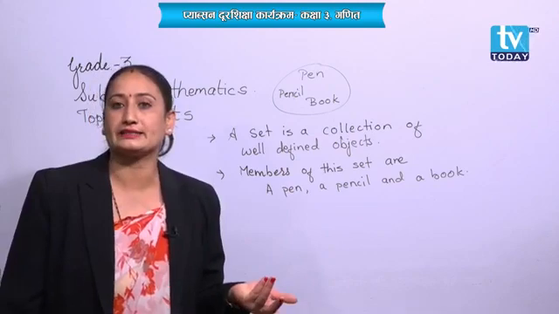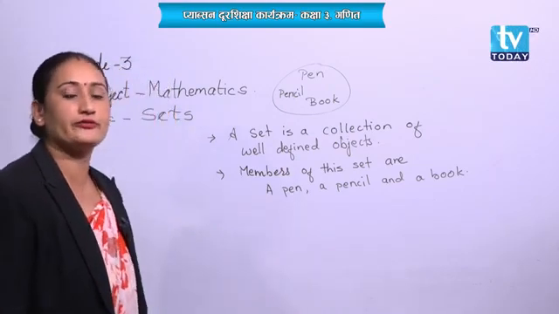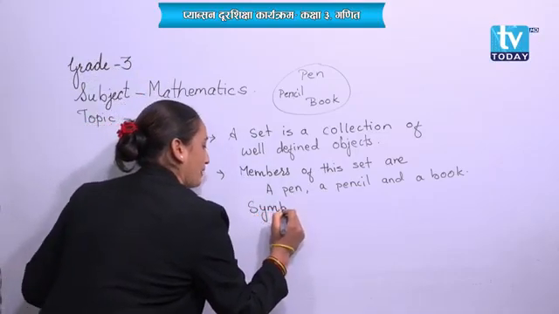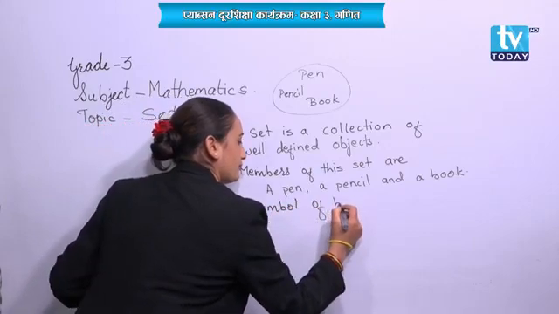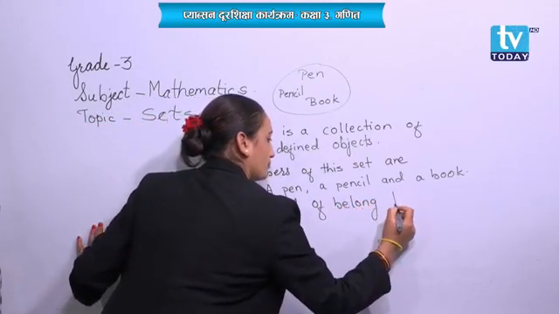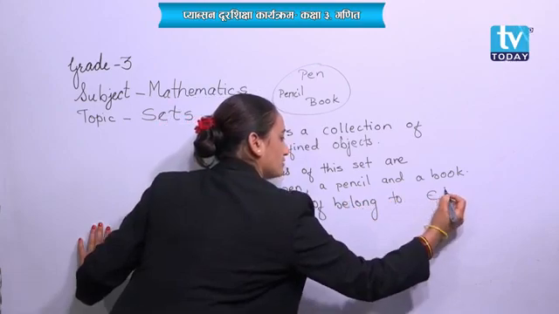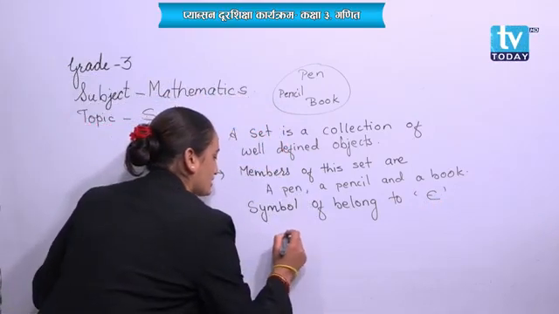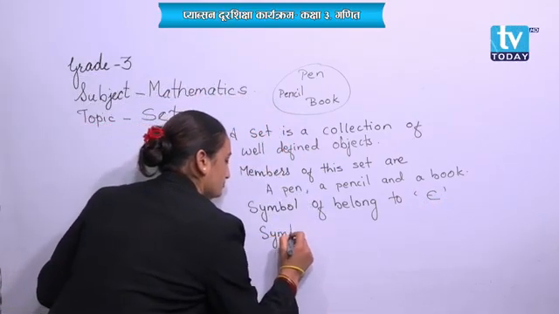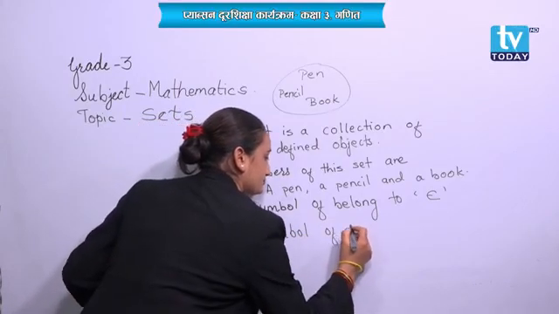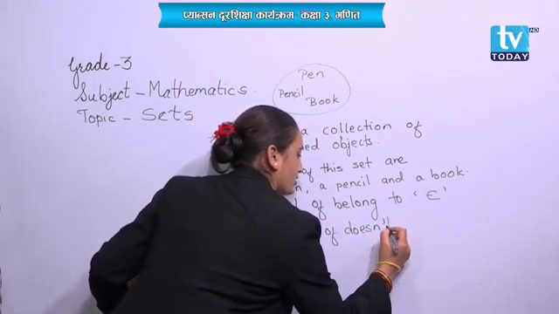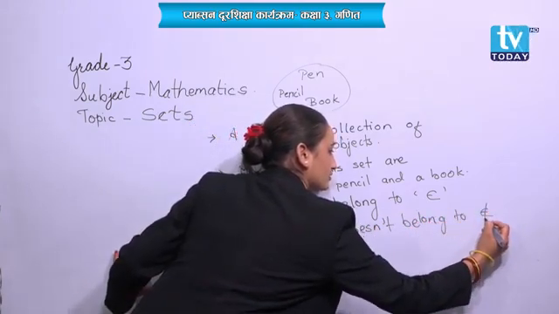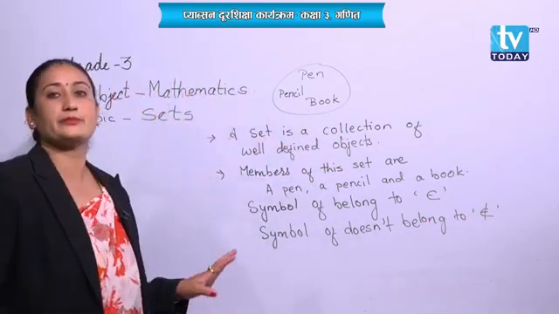So, how to write it? See here the symbol for belongs to. Please write down the symbol. Symbol of belongs to. This is the symbol for belongs to. And symbol of doesn't belong to. This is the symbol for doesn't belong to.